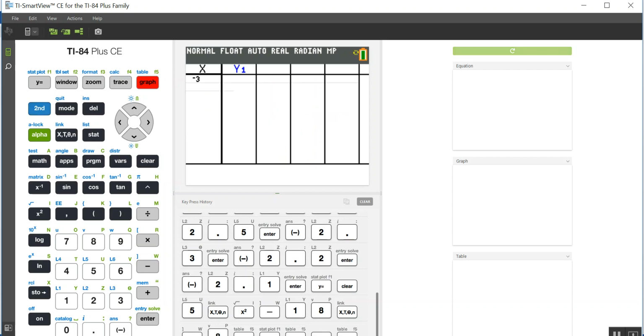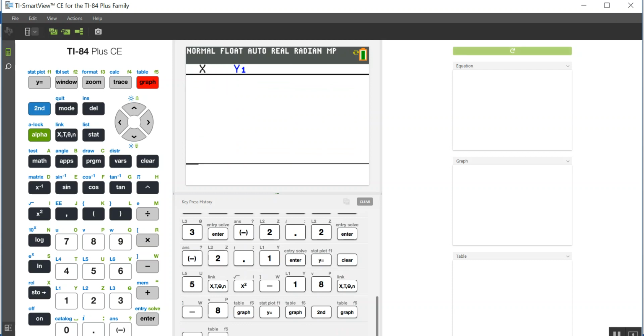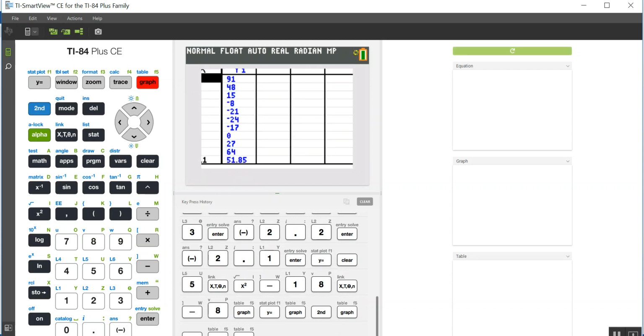So if I go to my table, I do have 4 in here. If not, I could just enter a 4. Yeah, so one of my zeros is going to be 4 because when y is 0, x is 4. But I don't have the other one. I'm going to show you a little trick to do that. Let's look at the graph again.